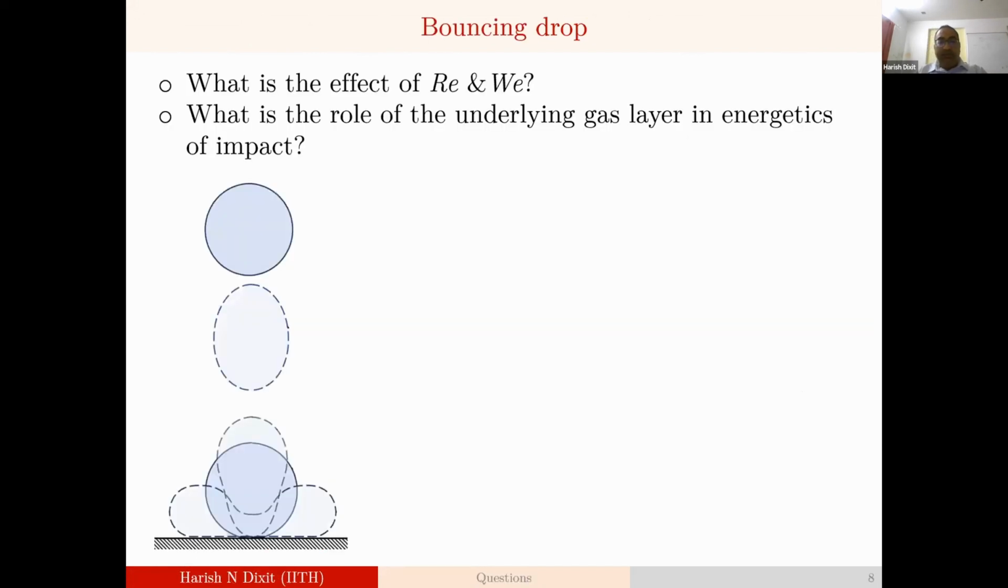All right. So what's the subject topic of our interest? We want to understand what's the role of Reynolds and Weber number. We also want to understand what is the role of the underlying gas layer in the energetics of impact.